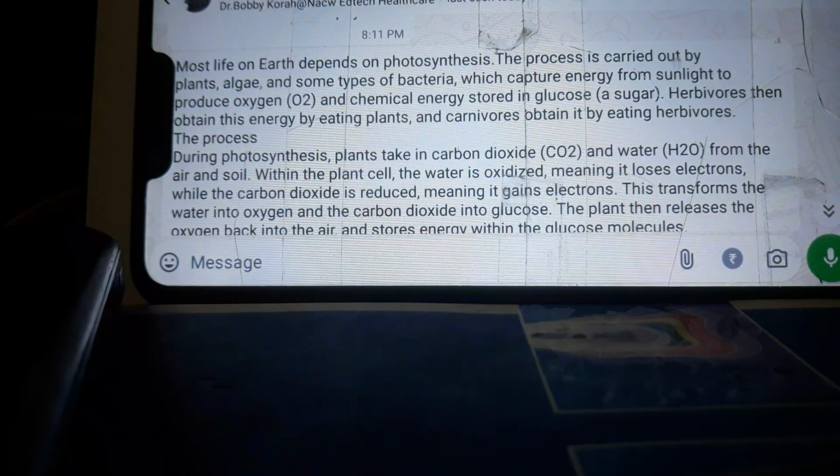And as all of us know, most life on Earth depends on photosynthesis. The process is carried out by plants, algae, and some types of bacteria, which capture energy from sunlight to produce oxygen and chemical energy stored in glucose or sugar. Herbivores then obtain this energy by eating plants.